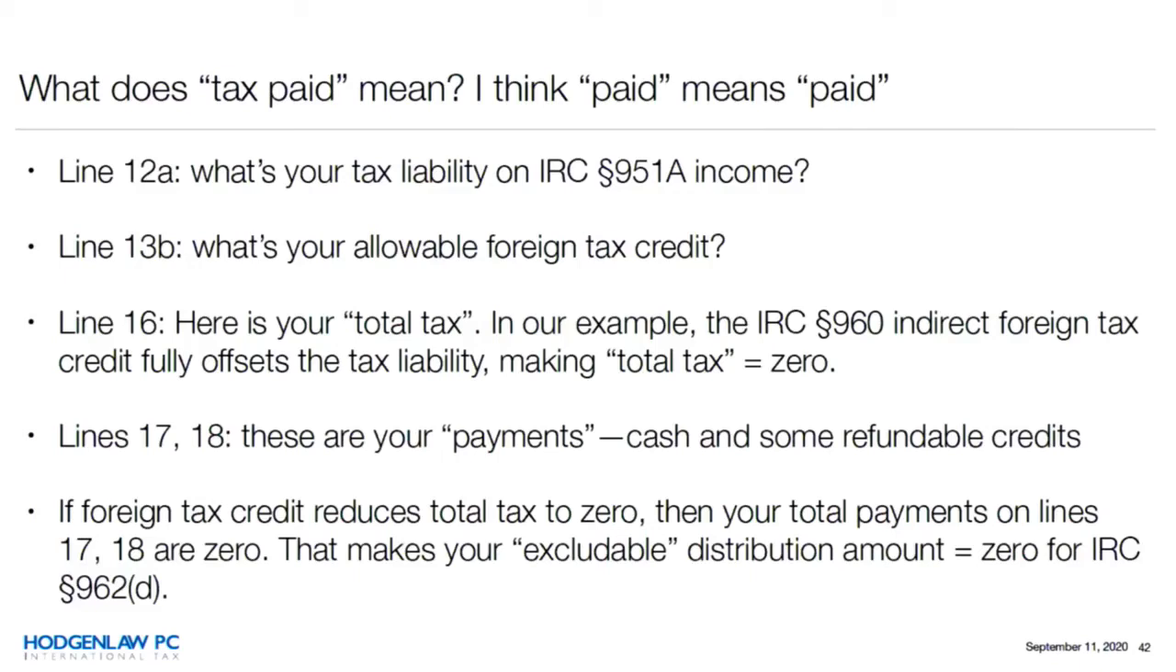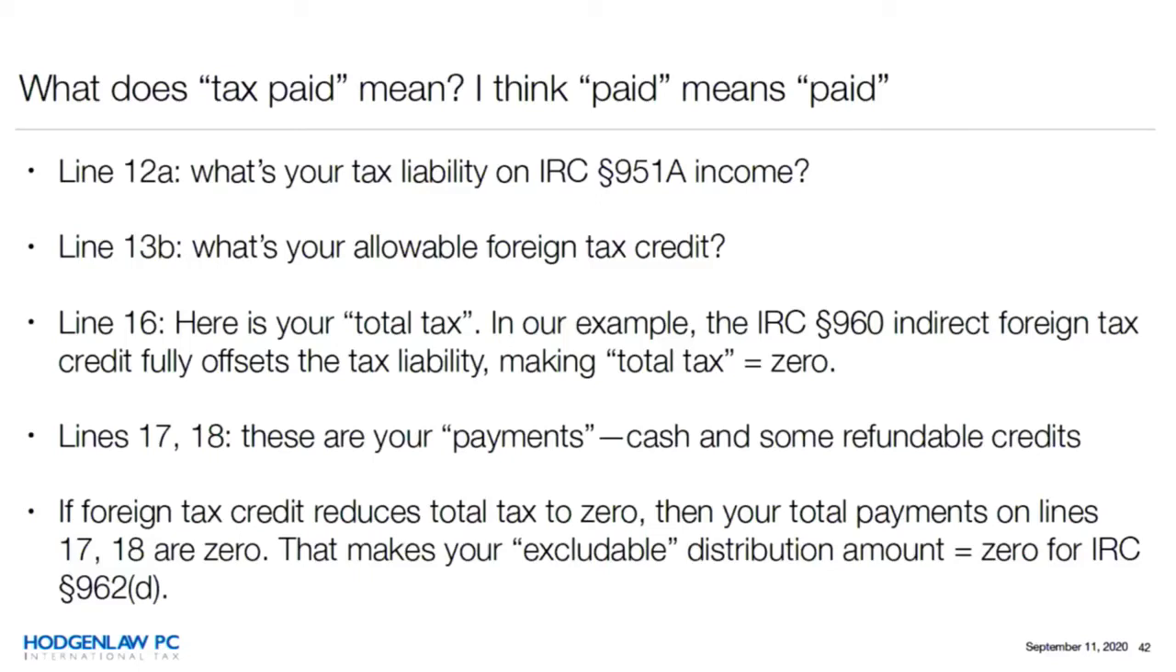And then you rumble down a few more pages, a few more lines, forgive me, and you come to line 16, which is called total tax. So this is your tax liability. And remember our example where we had $63,000 of tax liability on line 12A, and we had a $63,000 foreign tax credit on line 13B because Section 960 allows that. That means that our line 16 total tax is zero.